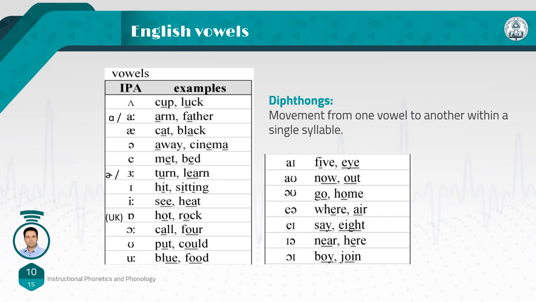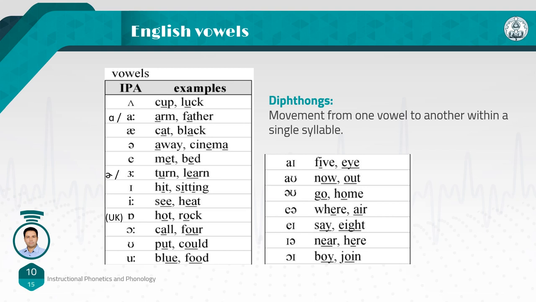Next is i, as in hit. It is like a capital letter I. Next is i, as in small letter i. Next is this a. We use this a in British English, not in American. For example, hot or rock. In American English, we simply use a, as in hot or rock. But in British English, it is hot or rock.